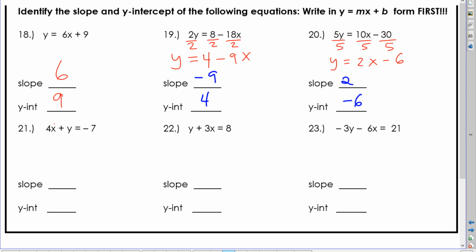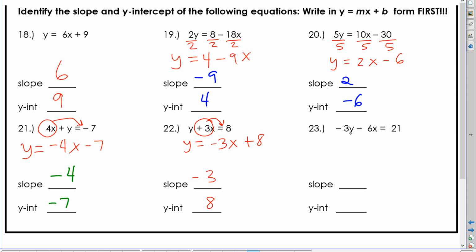Number 21 is a circle and switch. Right? We have an x and a y on the same side, and you can't have that. So y would be equal to a negative 4x, and the minus 7 stays the same. So the slope is negative 4, the y-intercept is negative 7. For number 22, I also have a y and the x on the same side, so that's going to be a circle and switch as well. Switch sides, switch signs. The 8 did not switch sides, it simply moved over, so it keeps its sign.